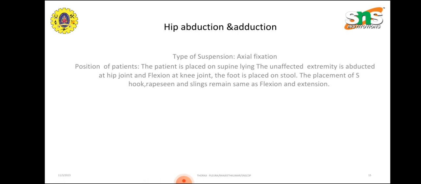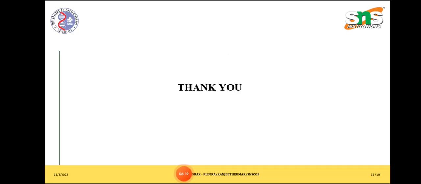Then we encourage the abduction and adduction movement of the hip joint. In the vertical position, the fixation is placed over the center of the hip joint, the moving segment. Then pendular suspension is away from the axial fixation and is mainly for strengthening the abductor and adductor muscle groups.